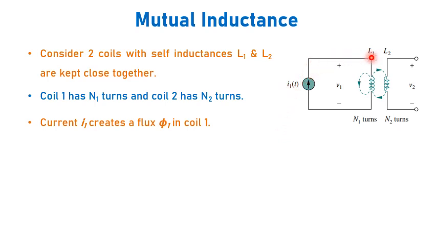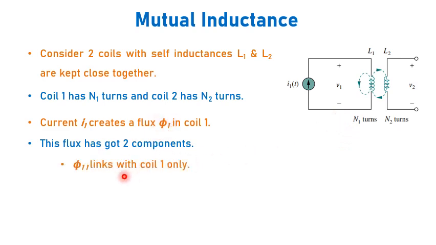When you pass a current through this coil, it creates a flux of phi 1. The total flux produced in this coil is phi 1. This total flux phi 1 has two components. One is phi 11 that links with coil 1 only. So some of the flux will be linking only with this coil, and some of the flux will be linking with both the coils. So the flux that links only with the first coil, I am calling it as phi 11. See here, this is phi 11, and phi 12 links with both the coils.